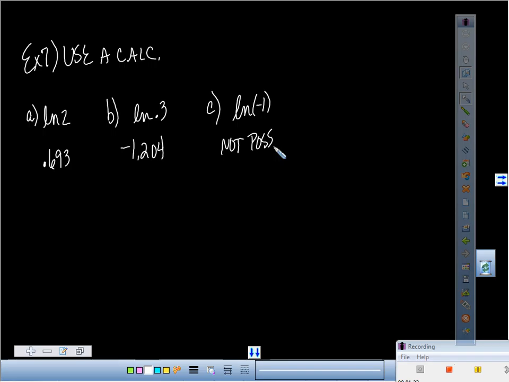Very good. This has a base of what? E. And what is e approximately? 2.7183. And it keeps going on, right? Because it's an irrational number. But what power could I raise that to and make it a negative number? You can't raise a positive number to any power and get a negative number. So that's why it's not possible. I just want you to know that.